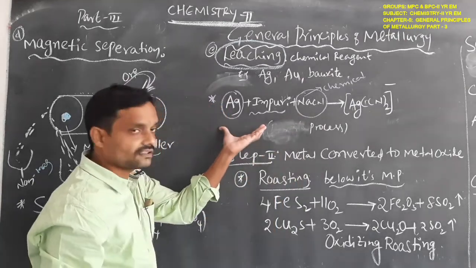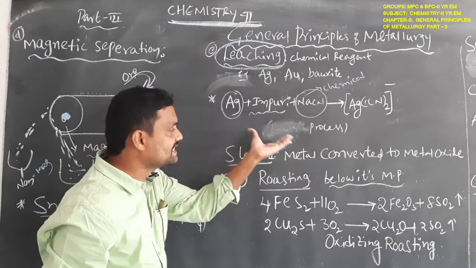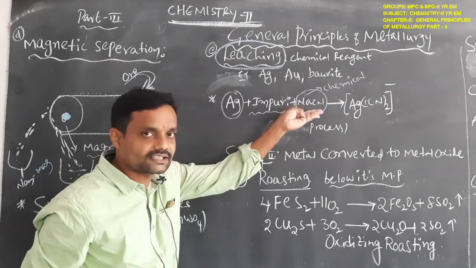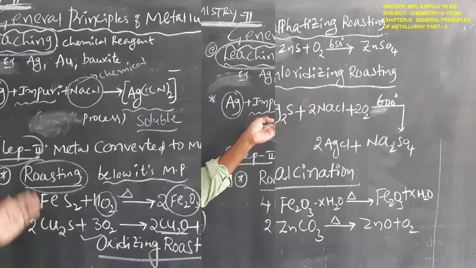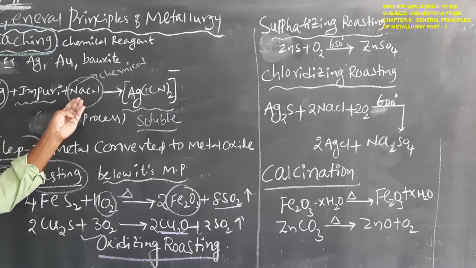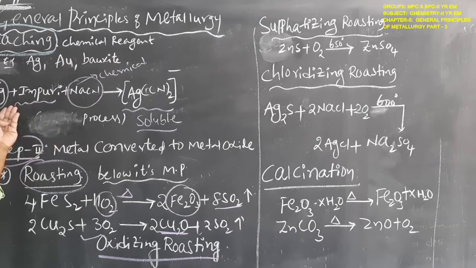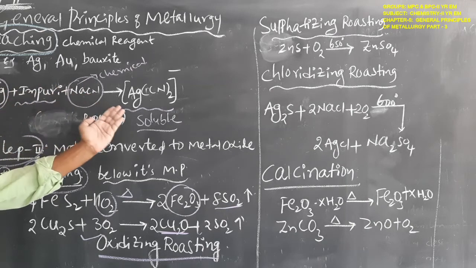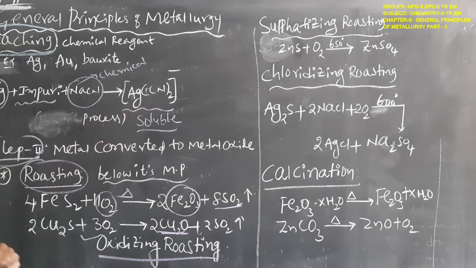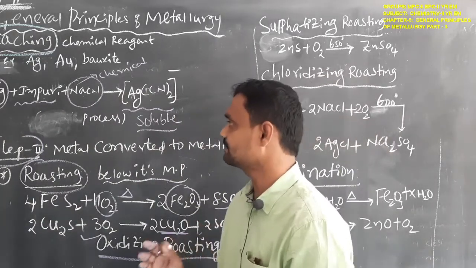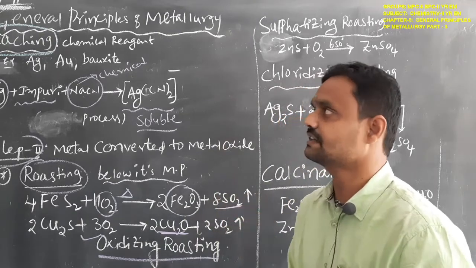So when silver contains impurity and it is reacted with the chemical reagent sodium cyanide, the silver is soluble in that reagent and is converted to the soluble form, that is silver cyanide, and the impurity is converted to the insoluble form. By using this method, we can separate the impurity from the silver ore. So this is the leaching method.